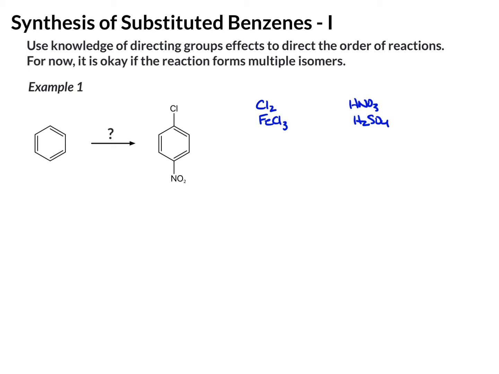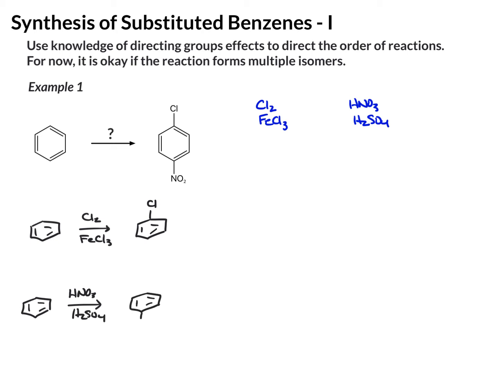We can try both. So let's say we start with a chlorination. We end up with chlorobenzene. And then let's try the opposite. What if we start with a nitration? We end up with nitrobenzene. So the first reaction gives us the substituent we want, but now we need to do the second reaction. On top, the second reaction is the nitration.